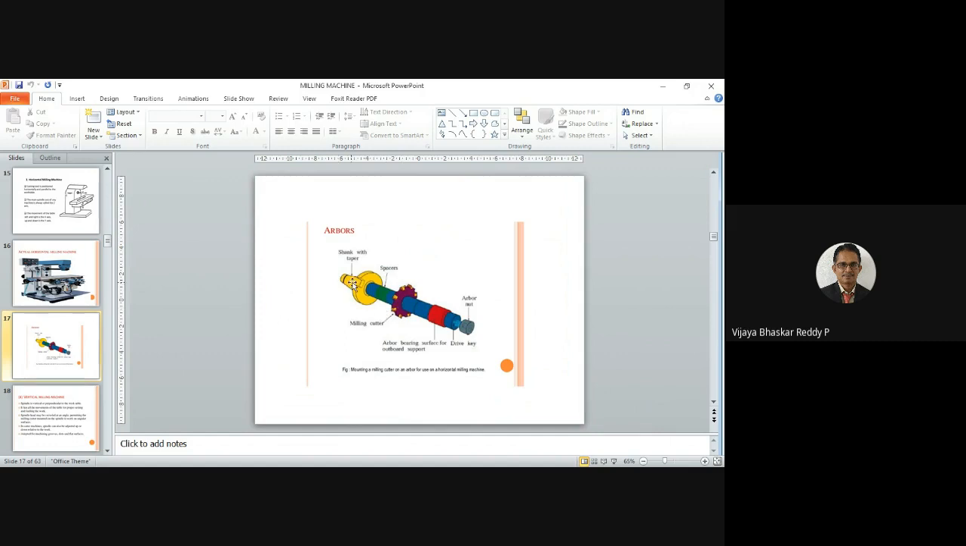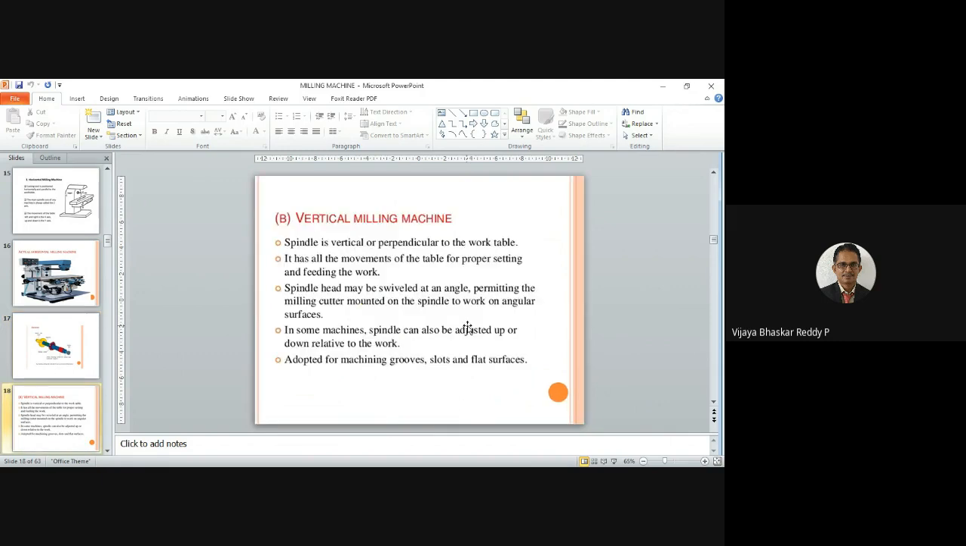The arbor is like a spindle which is fixed there, and the other end is the arbor bracket, which supports it so that it does not slide outside. Okay, and the other one is the vertical milling machine. The spindle is vertical, or perpendicular, to the work table. It has movements of the table for proper settings and feeding the work.